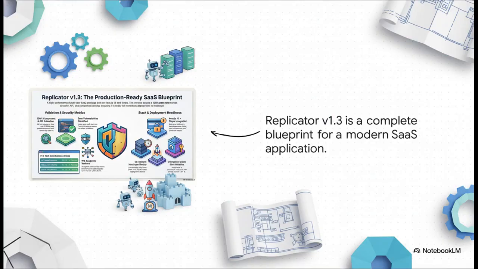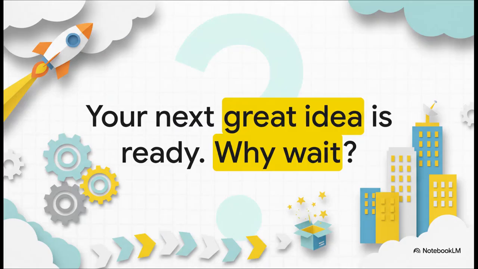So let's just pull all that together for a second. Replicator v1.3 is not a starter kit. It is a complete blueprint for a modern SaaS business. You're getting 100% code validation, 0 vulnerabilities, a whole suite of AI agents ready to go, enterprise-grade security, and a 90-second deployment pipeline. It's the whole shebang. Basically, everything you could possibly need to build and launch a serious production-ready business is sitting right here, completely validated and ready to go. So really, there's only one question left.